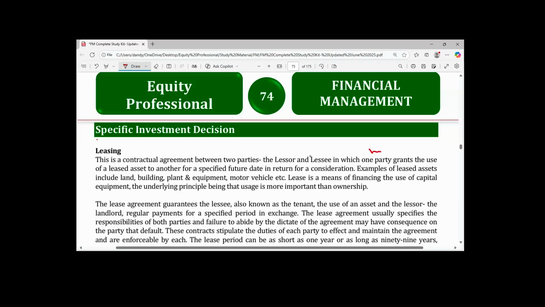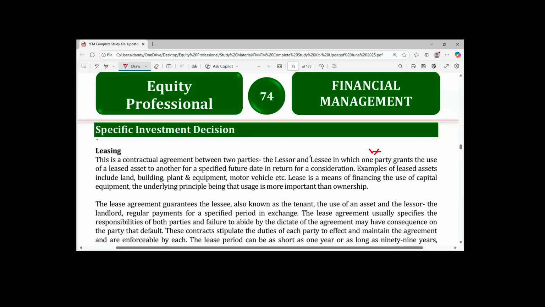The amount for the assets, the interest, if there's going to be any, and not only that, the specified future dates that the lease period will cover. Not only that, there will be a consideration that the lessee is going to pay to the lessor for the usage of the asset. So that is what lease is all about.